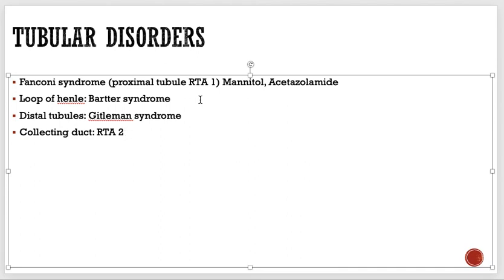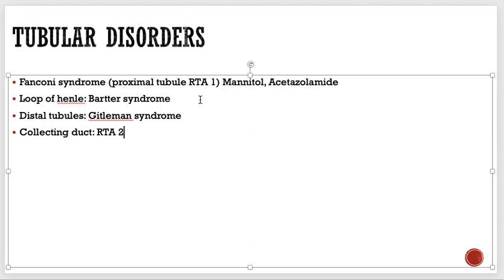Now, the diuretics which act on the collecting ducts are potassium-sparing diuretics. Clinically they are very important, as well as aldosterone antagonists: spironolactone, eplerenone, amiloride. Of course, they spare the potassium, they don't let it be lost.